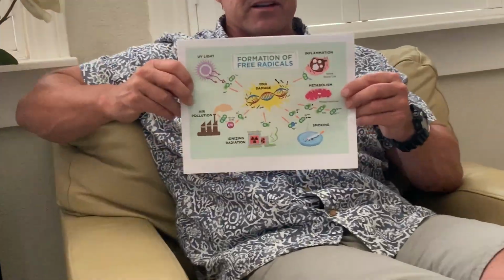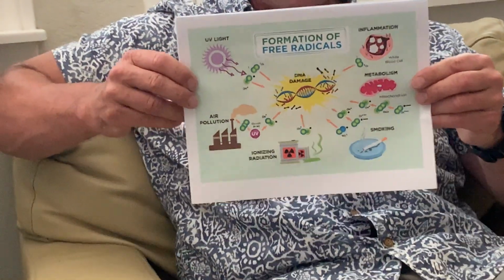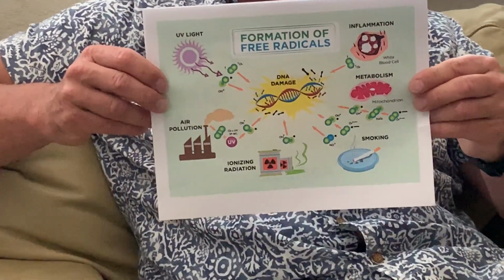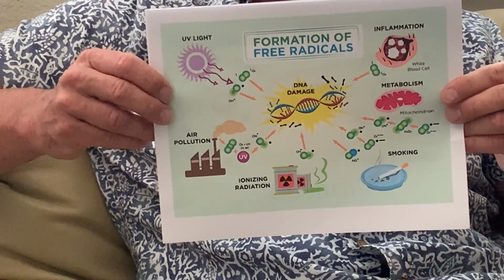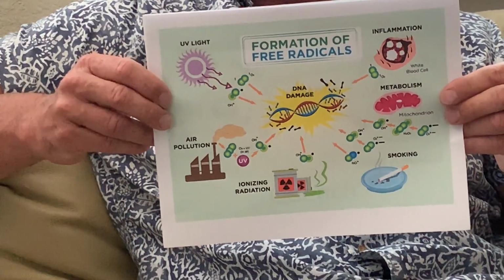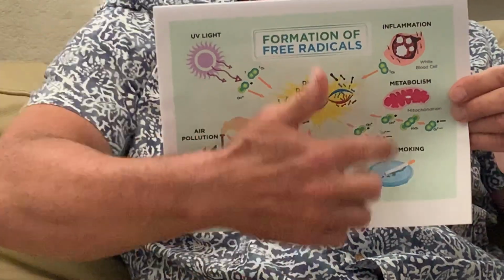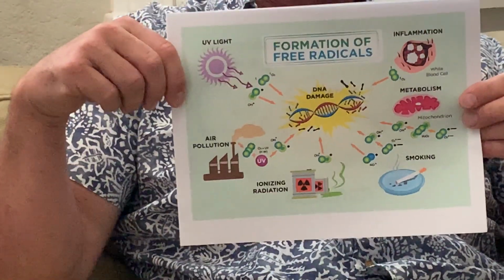So if you have an antioxidant, it'll prevent that. So again, I don't know how well you can see this. You could pause and blow up on it, but what this is illustrating is how free radicals are formed in the body. In the center of this, you see that there's DNA damage, one of the two things that happen from free radicals. But then all around there, this shows things that produce free radicals.